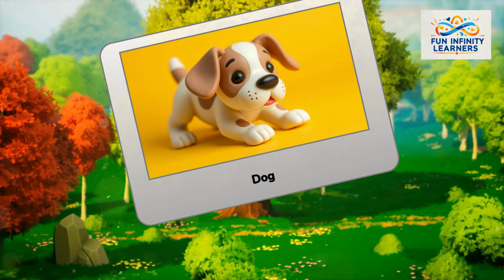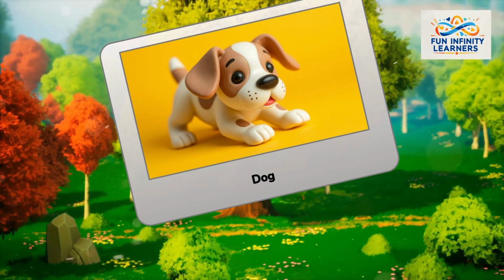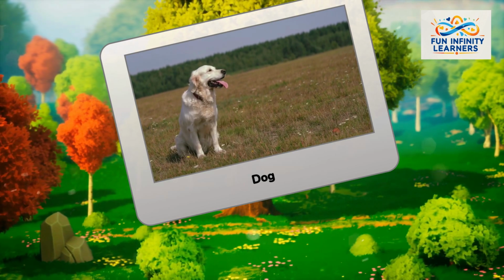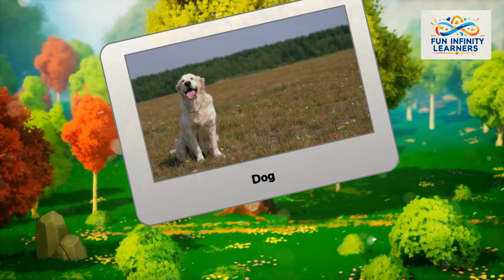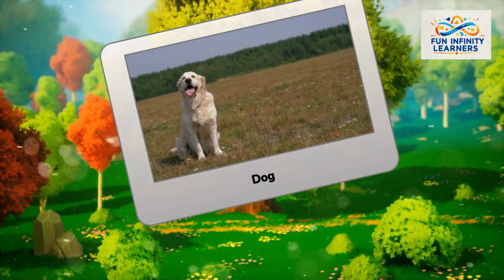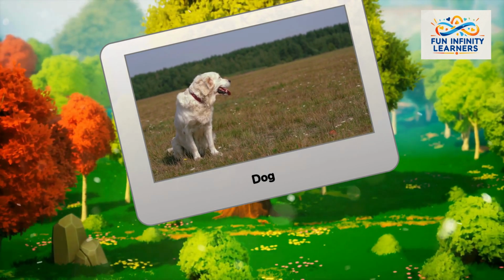This is a dog. D-O-G. Dog. This is a dog.